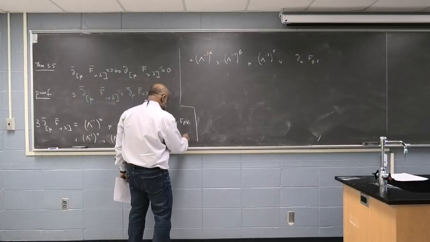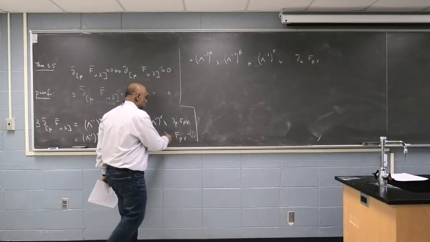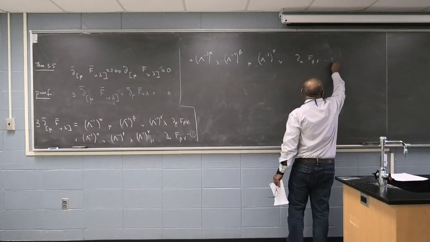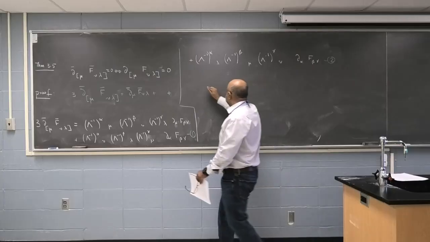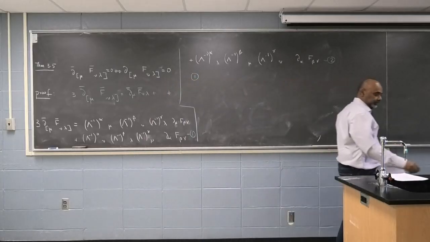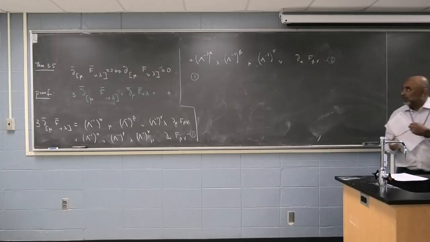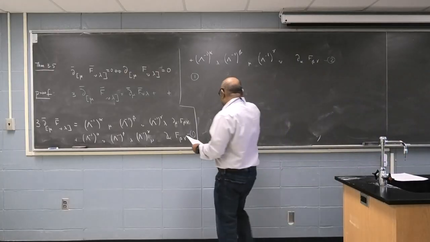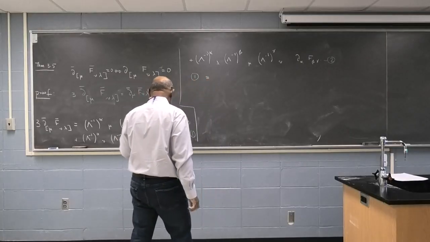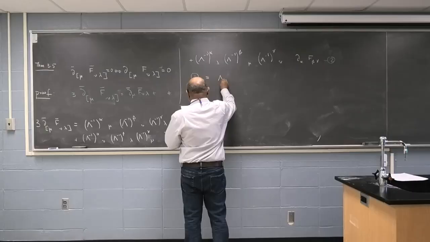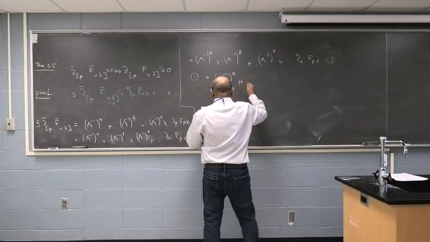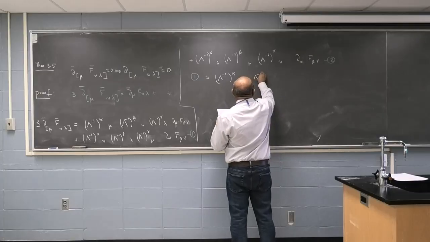So this term, the second term, I'm going to call it 1, and the third term, I'm going to call it 2. And then I'm going to write 1 with the change of dummy indices. So I'm going to say 1 is equal to, let me write it, and you tell me if it is kosher.